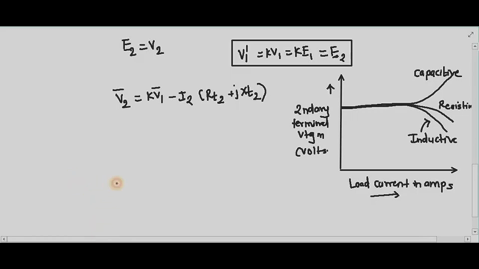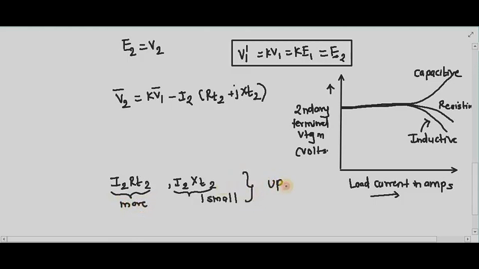Under unity power factor condition, the fall in the secondary terminal voltage on the load is mainly due to your I2 RT2 drop, whereas the I2 XT2 drop is small. This is for which type of load? For unity power factor load, right?